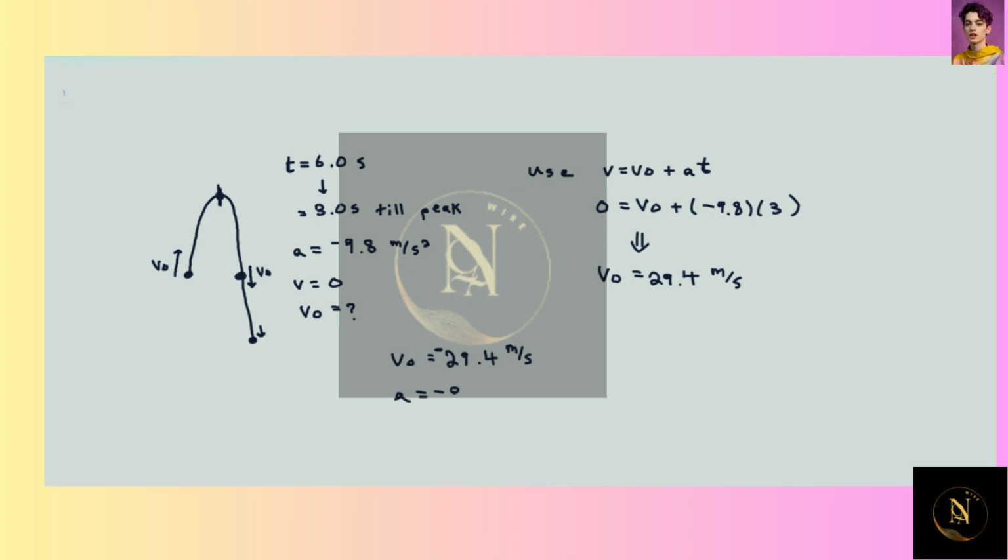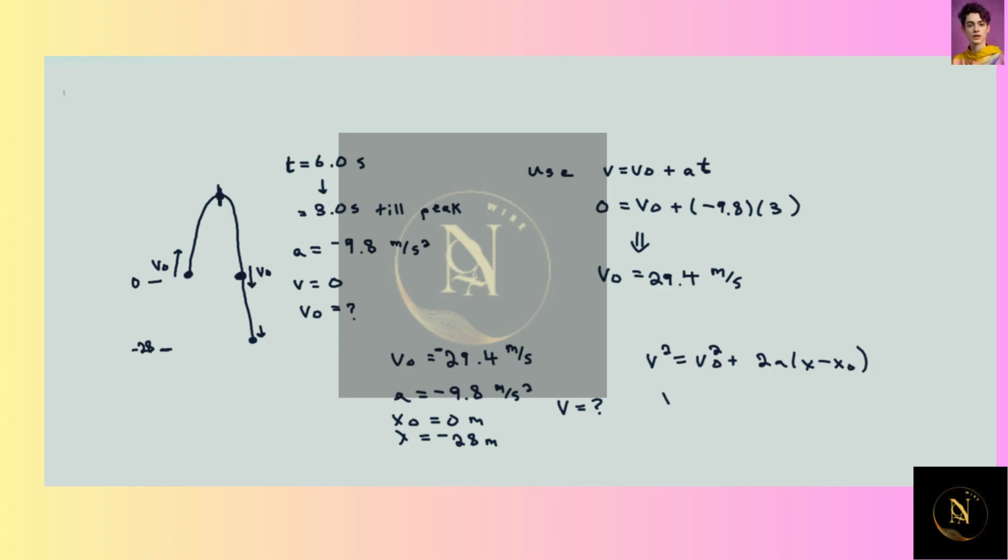Our acceleration is still negative 9.8. Our x naught is 0 if I call this level 0. And then if I call that level 0, then this level down here is negative 28. And so x is negative 28, and these are in meters. Our unknown is v. And to solve this, I'm going to use v squared is equal to v naught squared plus 2 times the acceleration times the change in distance traveled.